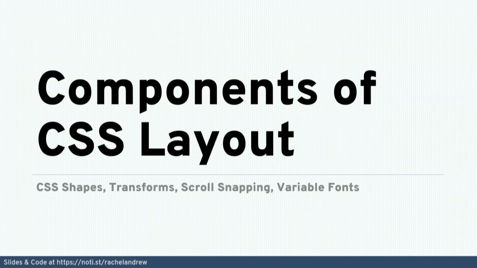And then we can't forget some of the other things that are making their way into browsers. We've got CSS shapes, taking us away from everything looking like a little box. We've got transforms, things like scroll snapping, and variable fonts. And we're talking about layout here. But things like variable fonts can have a huge impact on our layouts, being used creatively.